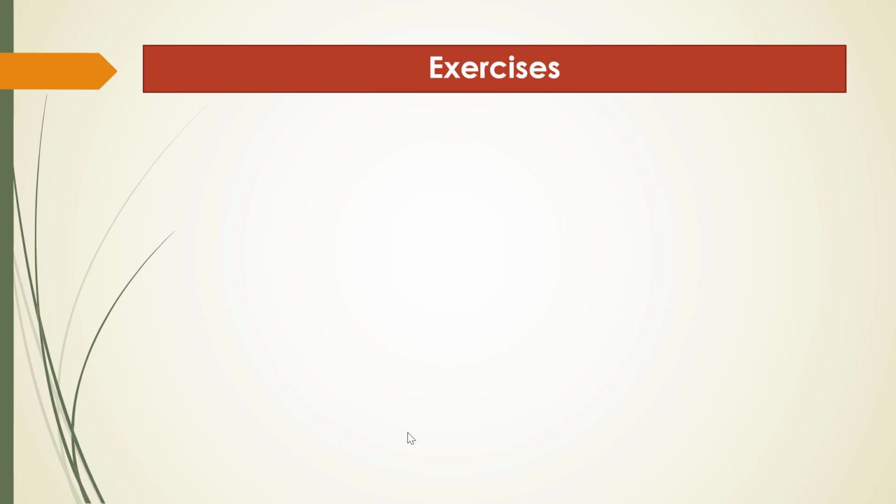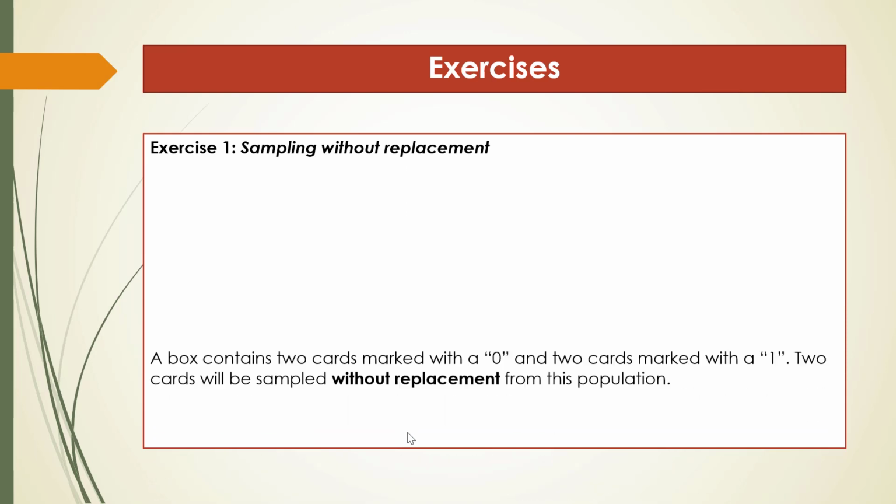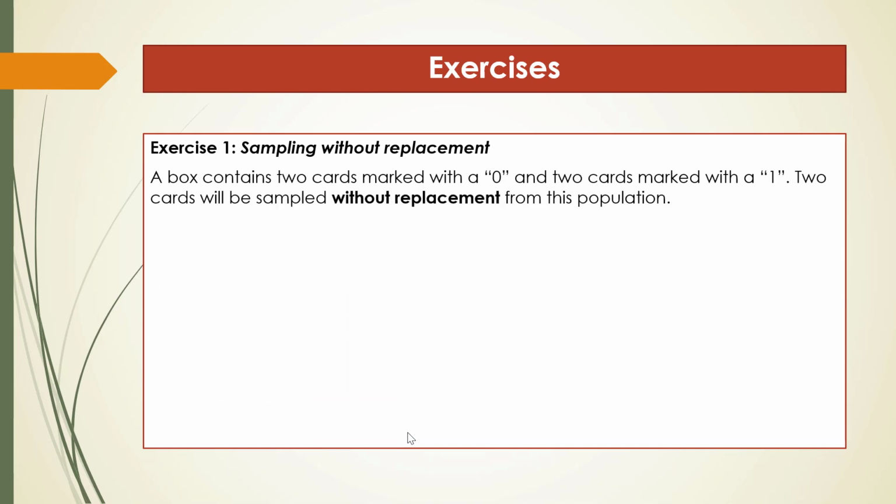So that is everything about the multiplication rule and conditional probability. Now we are going to do some practice. Let's consider sampling without replacement. A box contains 2 cards marked with a 0 and 2 cards marked with a 1. 2 cards will be sampled without replacement from this population. Without replacement here means the first time we withdraw 1 card and throw it away, and then continue to withdraw another card from the remaining cards.